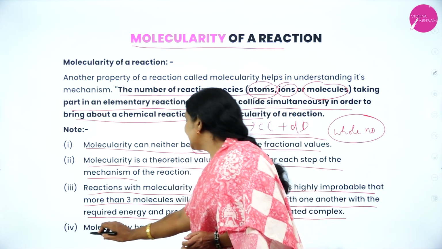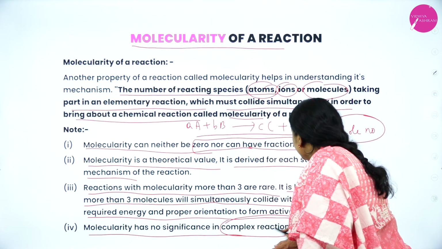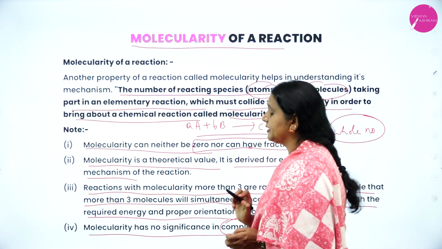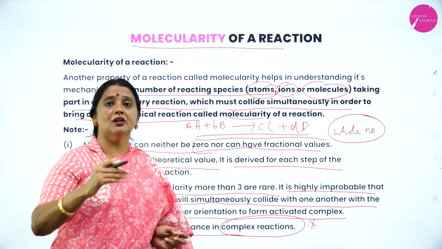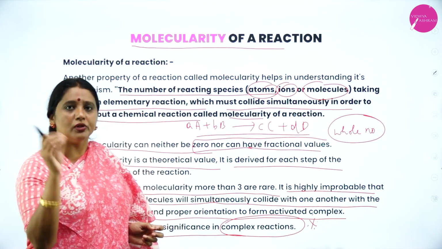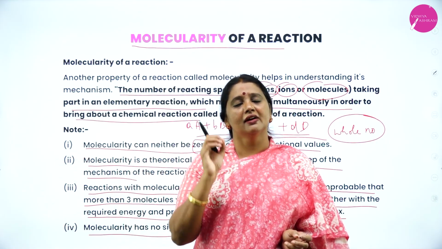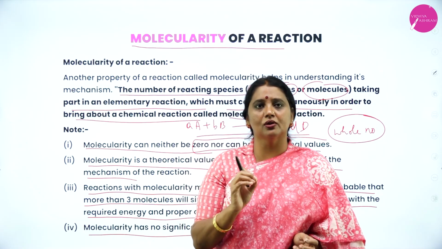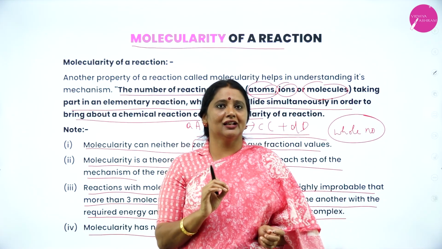Next, molecularity has no significance in complex reactions. This is a very, very important point. Molecularity has no significance for which type of reaction? Complex reaction. Molecularity is only used for which reaction? Elementary reaction. What is molecularity? It is the total number of reacting species, which may be atoms, ions or molecules involved in a balanced chemical equation.